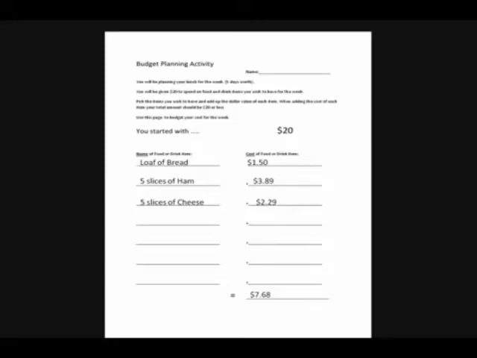And of course I will need a pack of cheese that costs $2.29 for 5 slices. I will write each of these items down on my budget sheet, and then it will look just like this. The next thing that the students will do is add each of the items' prices together to see how much money they have spent. So I have spent a total of $7.68 for 5 sandwiches. This is how each student will keep track of the money they are spending on their lunch items.